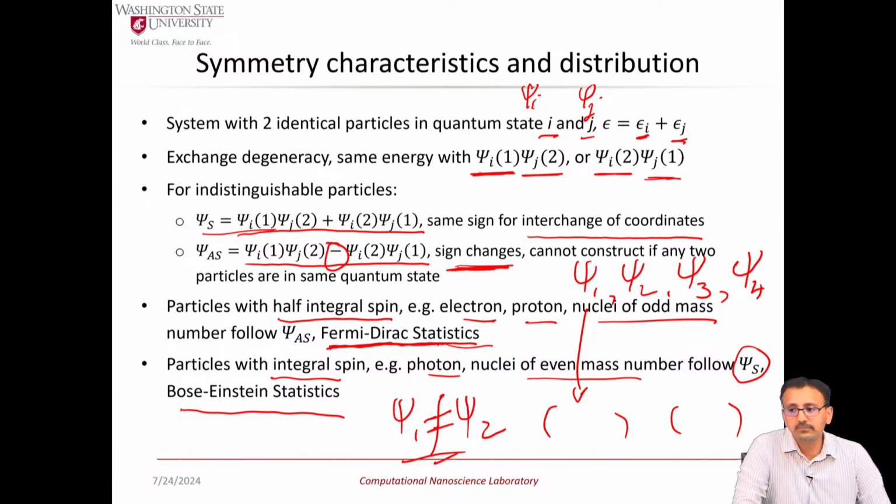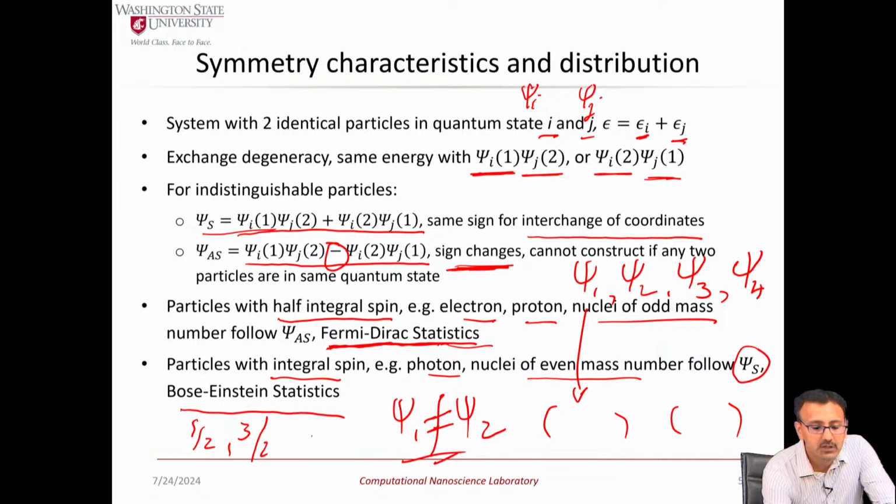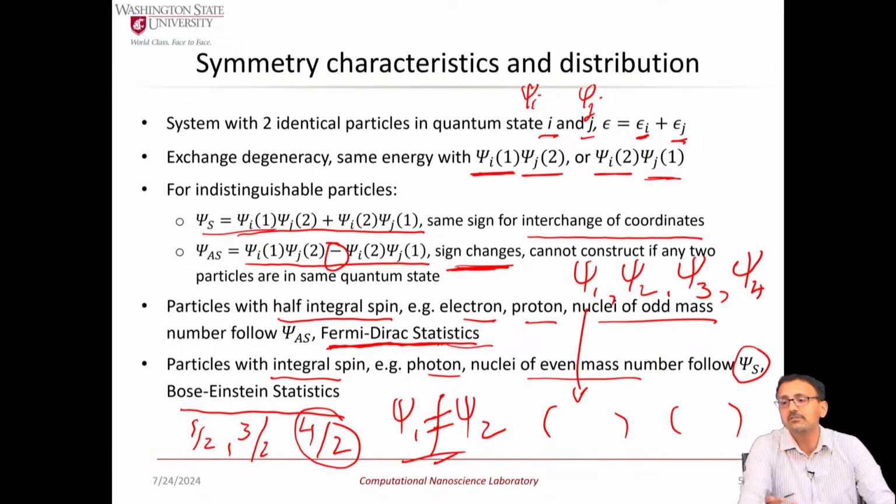I have a question. You have mentioned particles with half integral spin and particles with integral spin. So how can you measure that half integral? That's a good question. Half integral is half, 3 over 2. I'm not saying 4 over 2, because 4 over 2 becomes 2, so it's an integral spin. So the spin states for that system are kind of even and odd.